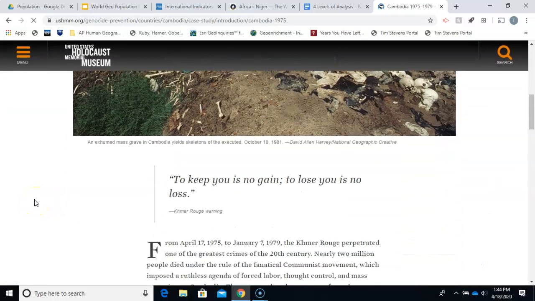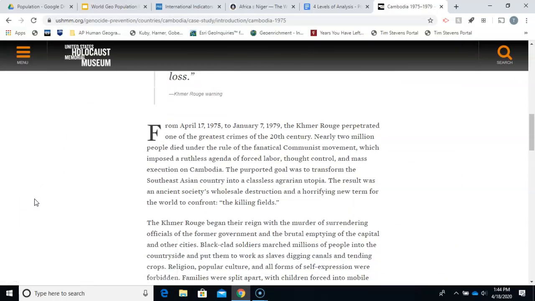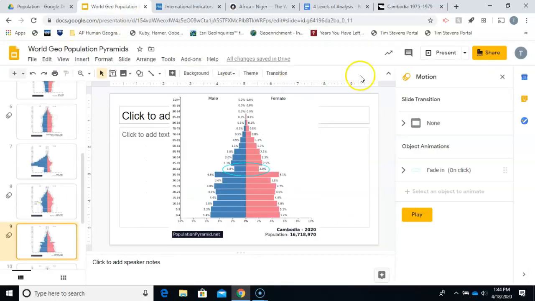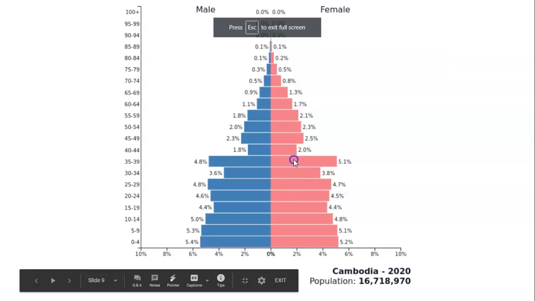All right, in Cambodia, from April 17, 1975 to January 7, 1979, the Khmer Rouge perpetrated one of the greatest crimes of the 20th century. Nearly 2 million people died under the rule of a fanatical communist movement. Okay, well, that seems to have an answer to this question. What is going on here?